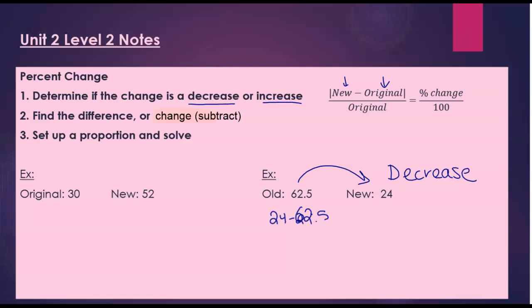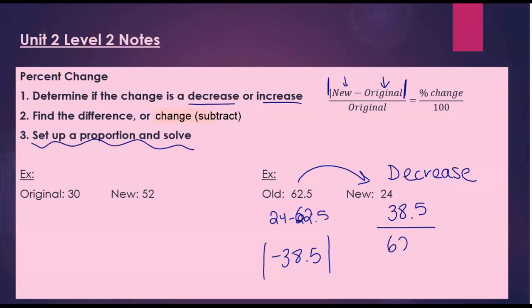is negative 38.5. But these absolute values mean do not have a negative percent. We know the difference was 38.5 from the rest of the proportion here. So 38.5 out of the original, which was 62.5, how much did that decrease? So x out of 100. We already know it's a decrease. We don't need that negative there.